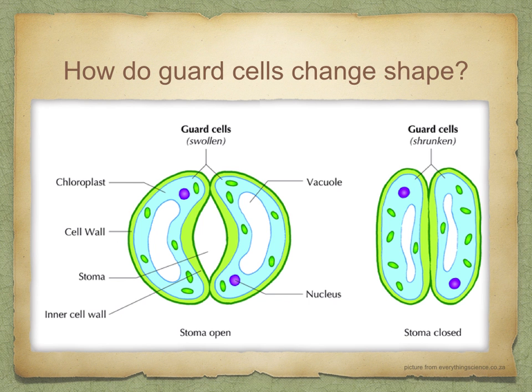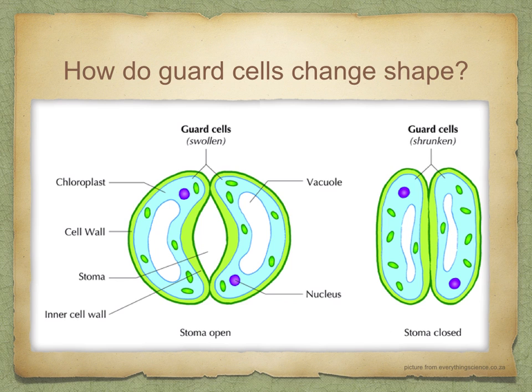So how do guard cells change shape? Well, they change shape if they lose or gain water. If the cells, so have a look at the left there, become turgid, this is because they've taken in water. They become larger and they bend away from each other. So the stomata open. When the guard cells lose water, on the right there, they become flaccid and then they end up touching each other. So the stoma is closed.